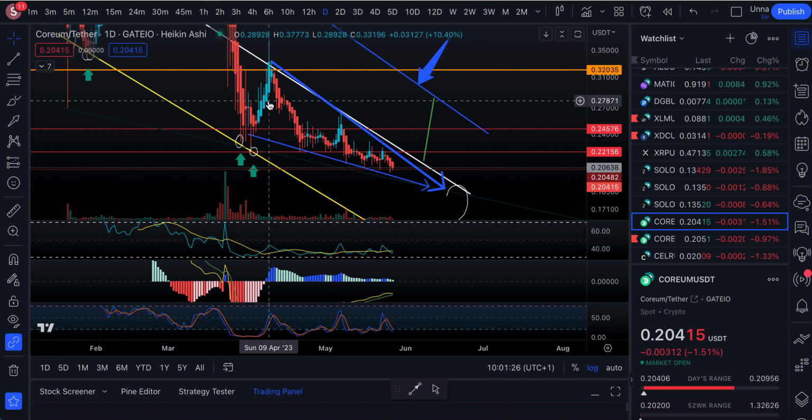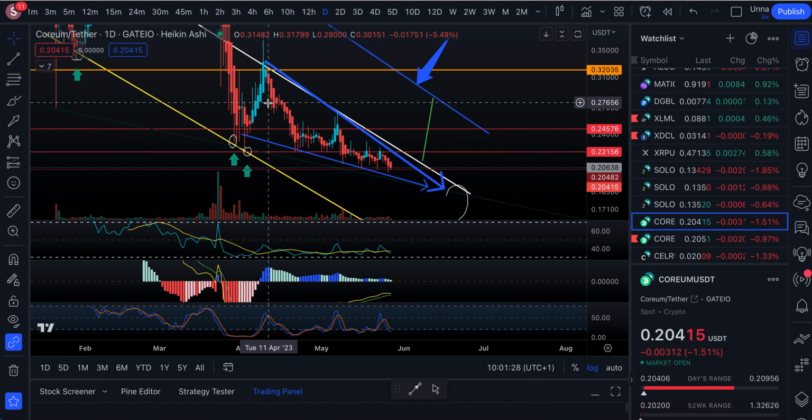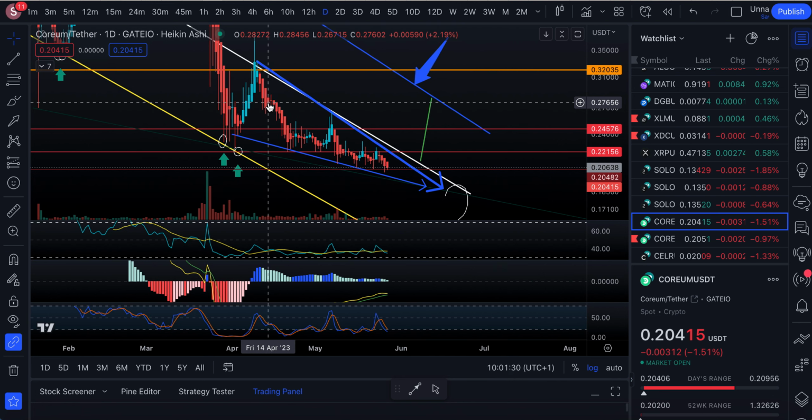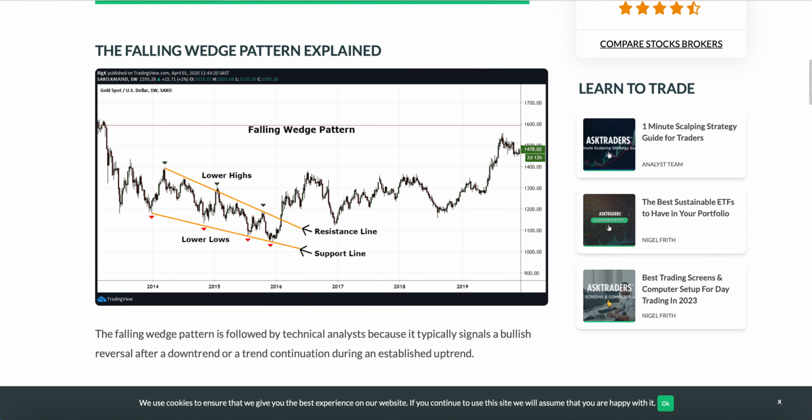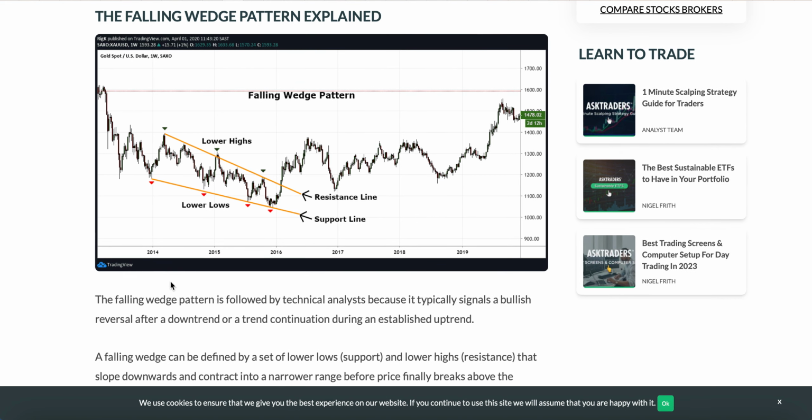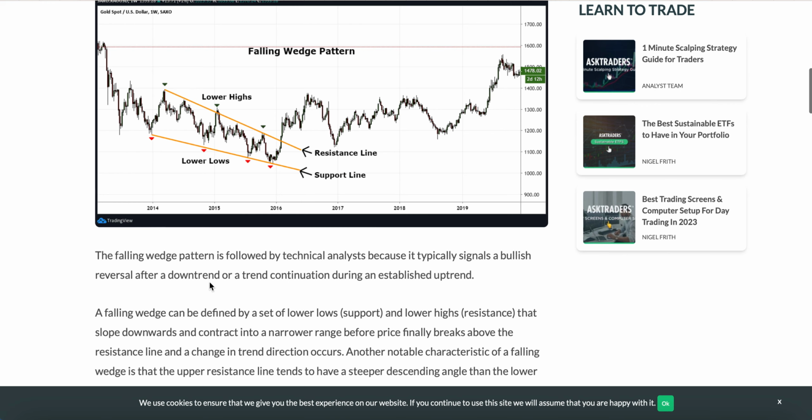And to me, it looks like a falling wedge. And a falling wedge signals a bullish reversal. Let's have a look at the falling wedge pattern explained. So this looks like what we're in with Coreum. The falling wedge is followed in technical analysis because it typically signals a bullish reversal after a downtrend or a trend continuation during an established uptrend.